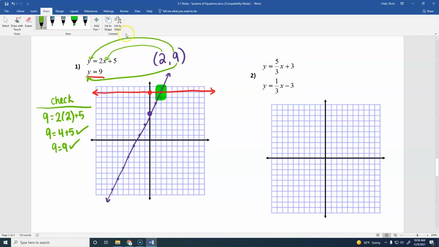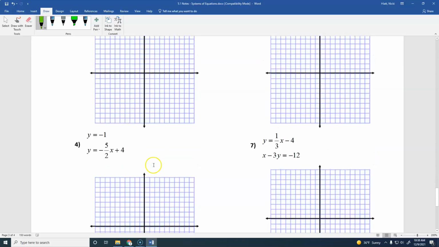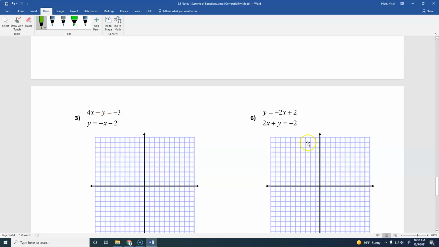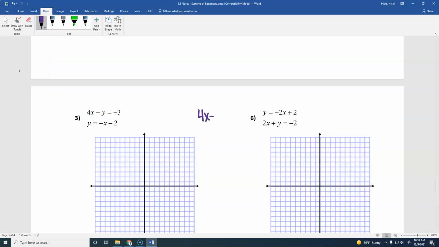All right, I'm gonna let you guys do some of these on your own. I'm gonna skip down and do number 3. Because for number 3, we've got 4x minus y equals negative 3. Do we know the y-intercept of that? We do not. Do we know the slope? Not like it is right now. What have we got to do, Wade?